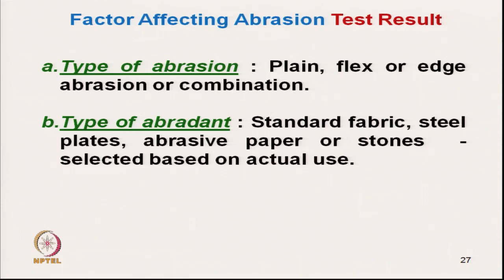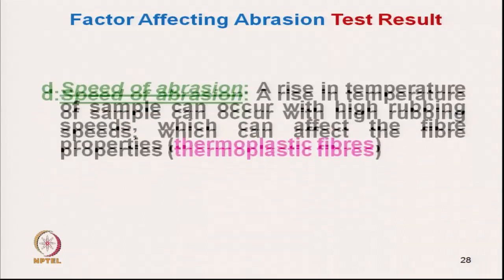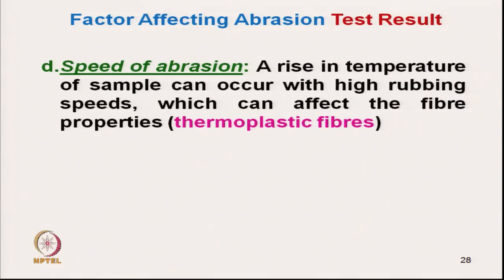The severity of abrasion will result in a lower number of abrasion cycles. Pressure: at high pressure there is a higher level of abrasion, because the fabrics will have greater contact, which will result in high abrasion. Speed of abrasion is also important because of the rise in temperature. At higher speed, the temperature will increase, particularly in thermoplastic fiber, and that will affect the test result.